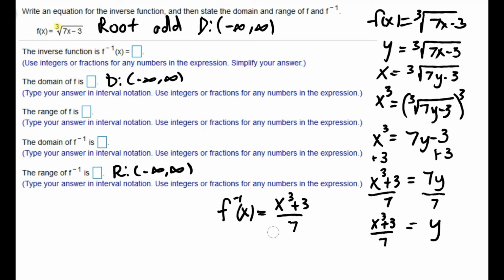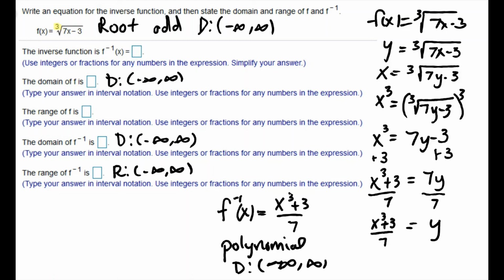You can see that the root is gone. But we do have a fraction. Even though we have a fraction, there's no variable in the denominator, so this is not a rational function. This is going to be in the category of polynomial because our power is one of the nice powers. And what we know about polynomial functions, about their domain, is that they have a domain of all real numbers or negative infinity to infinity. So the domain of the inverse is negative infinity to infinity.